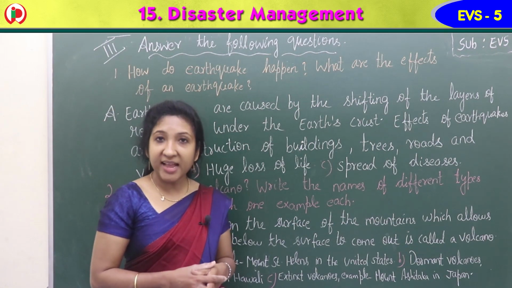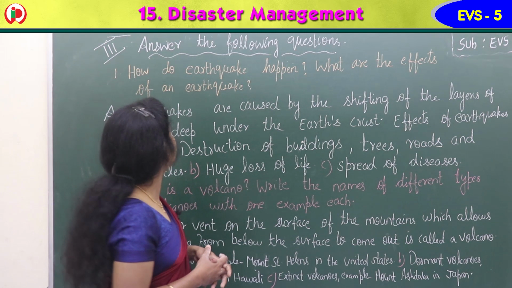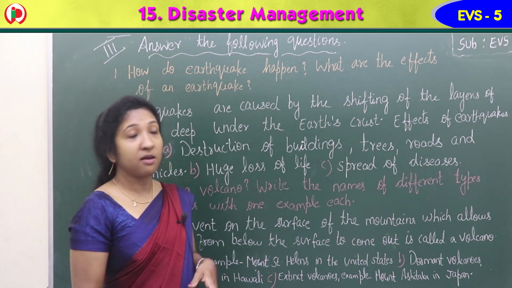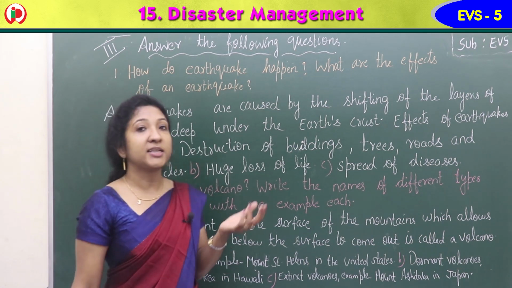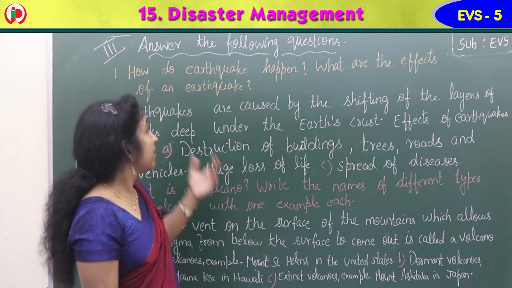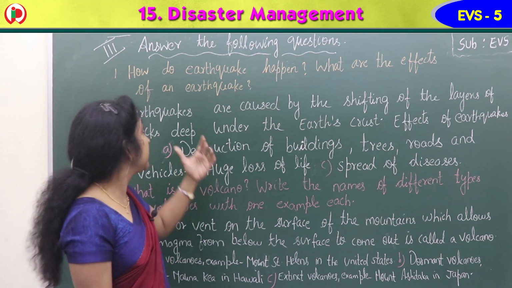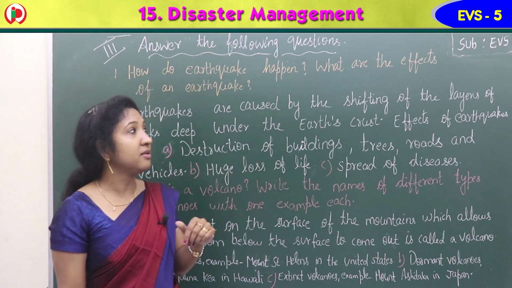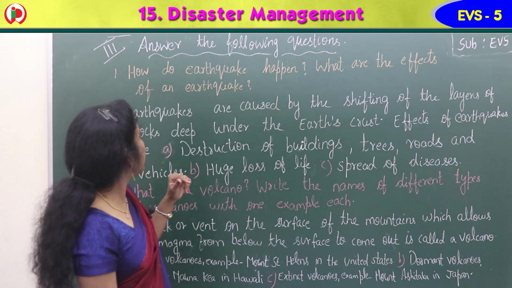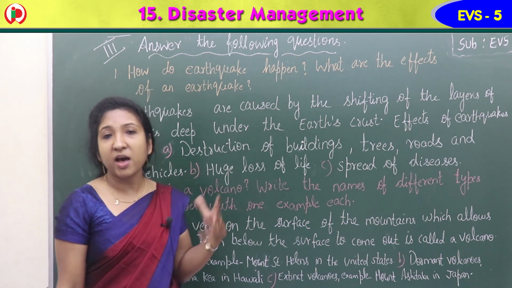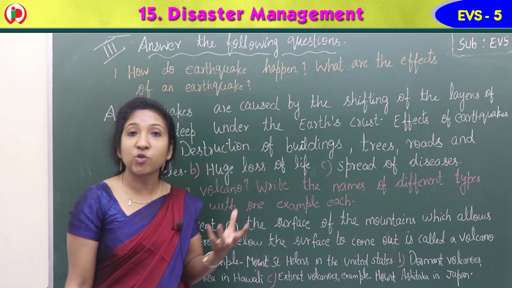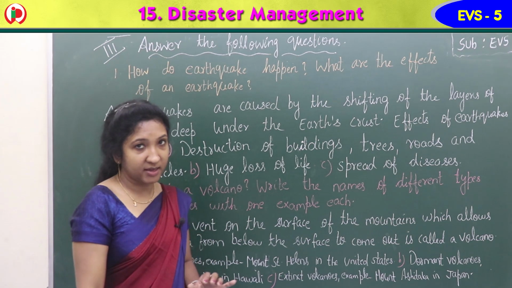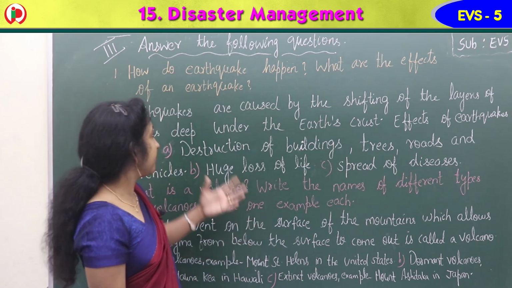Children, so our next exercise in the workbook is exercise 3. Answer the following questions. Okay, so the first question, let us read the first question. Come on, along with me, read the first question. How do earthquakes happen? What are the effects of an earthquake? So how this natural disaster earthquake happens, and what are its effects? That is the question. So answer.